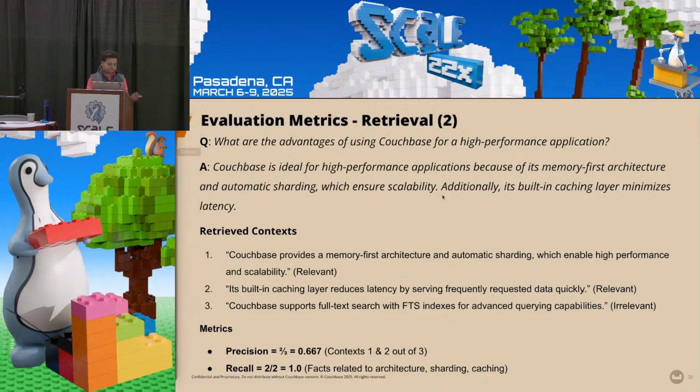If you look at the first and second retrieved context, it covers these two. Whereas the third one has nothing to do with the answer, so it's not really relevant. And that's how the precision is calculated. These are coming from Ragas, which is an open source library.